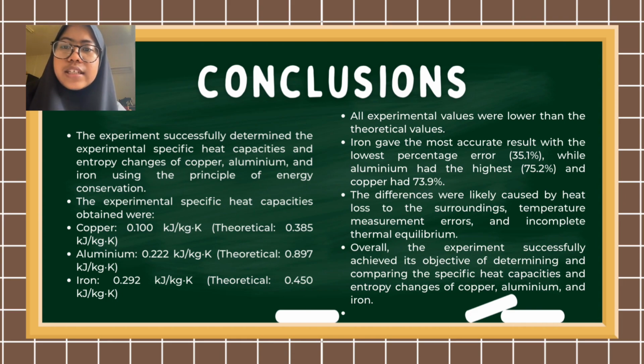The differences were likely caused by heat loss to the surroundings, temperature measurement error, and incomplete thermal equilibrium. Overall, the experiment successfully achieved its objective of determining and comparing the specific heat capacities and entropy changes of copper, aluminium, and iron.